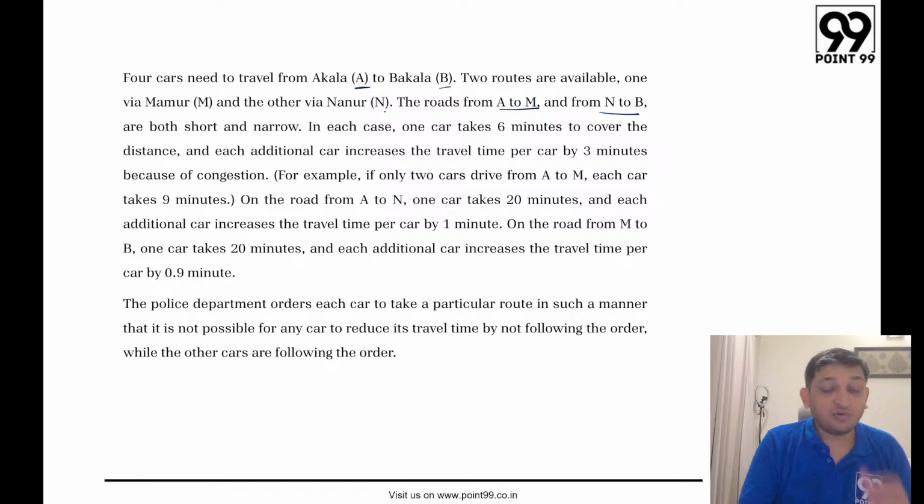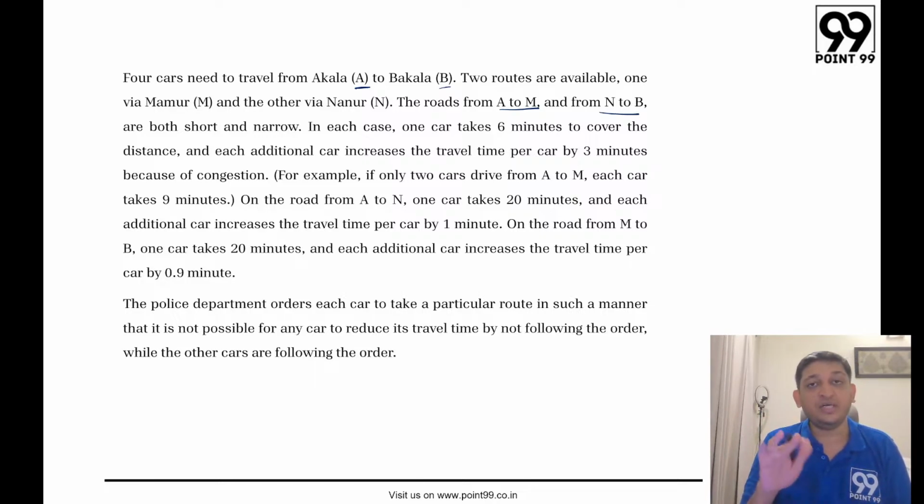M. Okay. On the road from A to N, one car takes 20 minutes and each additional car increases the travel time per car by 1 minute. So if one car drives, it covers the distance in 20 minutes, but if there are two cars, it will take 21 minutes for both the cars to complete the distance. If there are three cars, it will take 22 minutes, 20 plus 1 plus 1. On the road from M to B, one car takes 20 minutes and each additional car increases the travel time per car by 0.9 minutes. So 20 minutes for one car, for two cars it is 20.9, for three cars 21.8, for four cars 22.7.